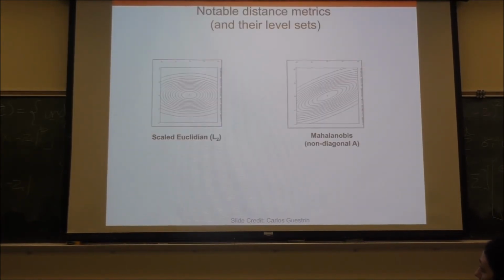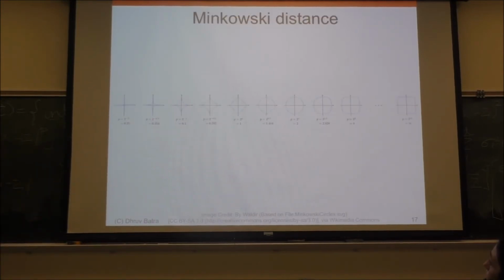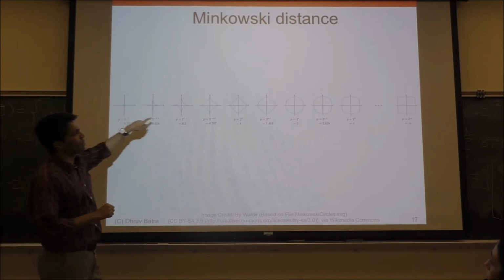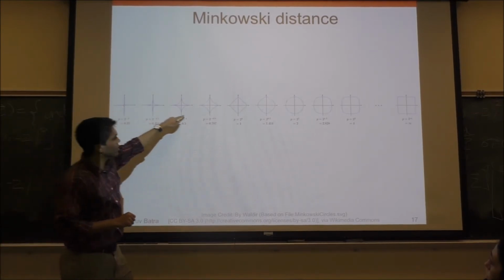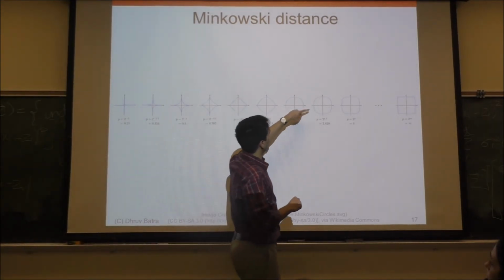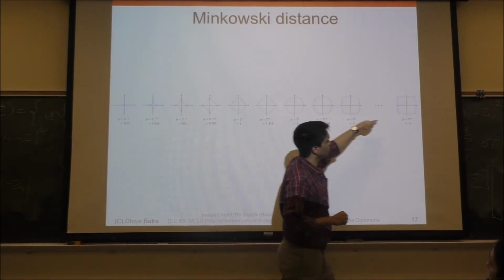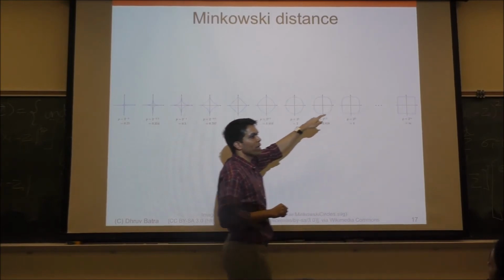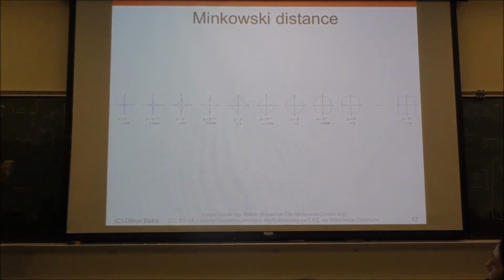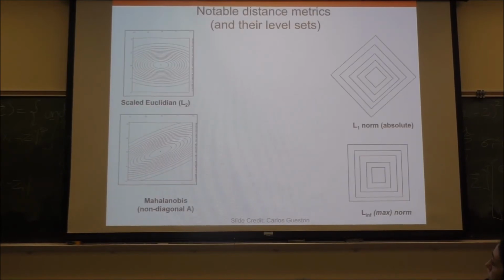So those were the level sets, the contour maps of Euclidean and Mahalanobis. These are the level sets, the contour maps of Minkowski distances for various values of p. This is p equals 1, this is p equals 2, and that's your standard Euclidean distance. P equals infinity goes towards a square box-like shape, and as p gets small, it starts to look like this concave shape.